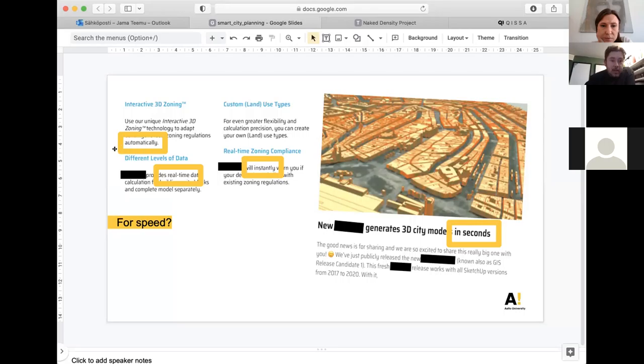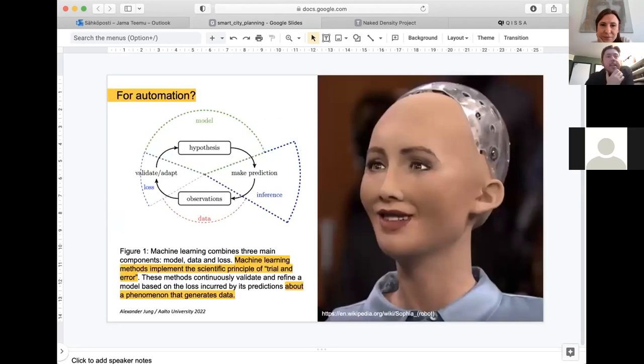They are using the same kind of words as in the European Union with the smart city concept, that instantly, automatically, in real time, in seconds, generate cities. So, is it really needed that we are using technology to do things faster? Is that the main point in the practice of planning? And another thing is quite related to that one, the automation. Usually automation is used to get things faster.